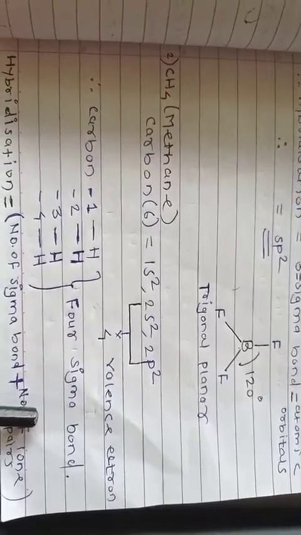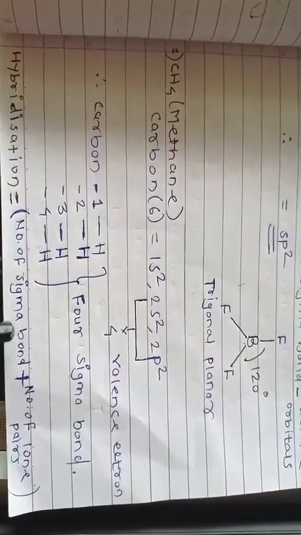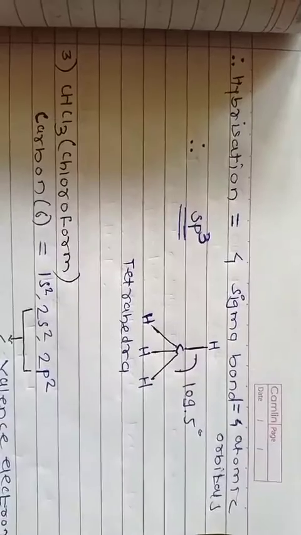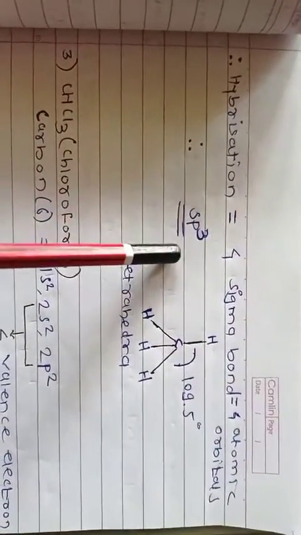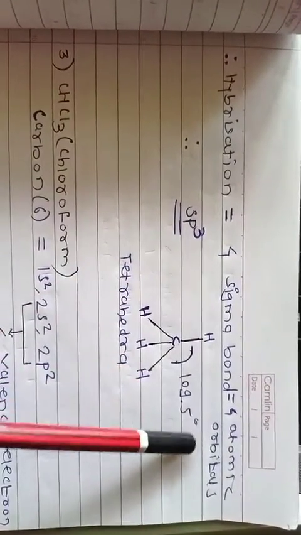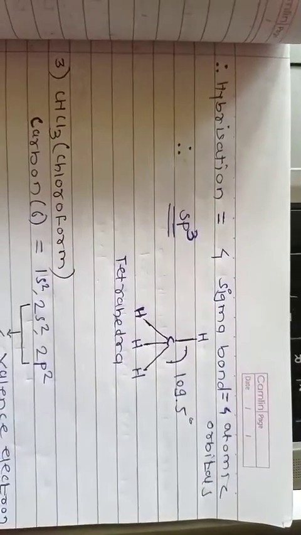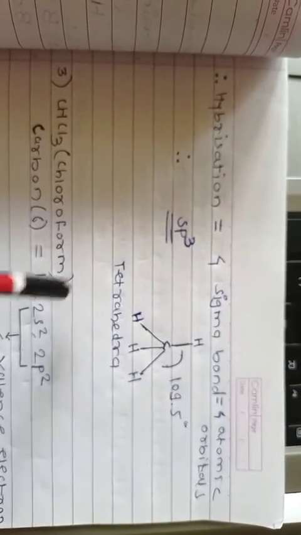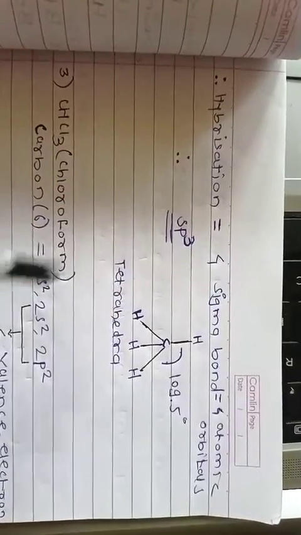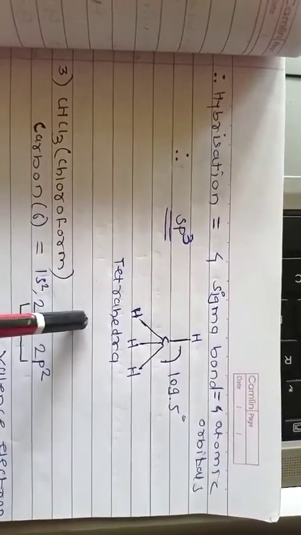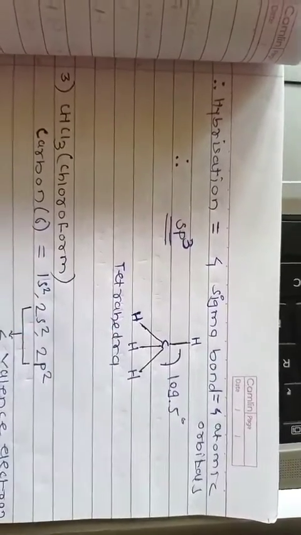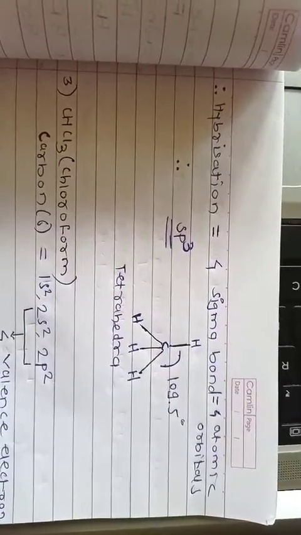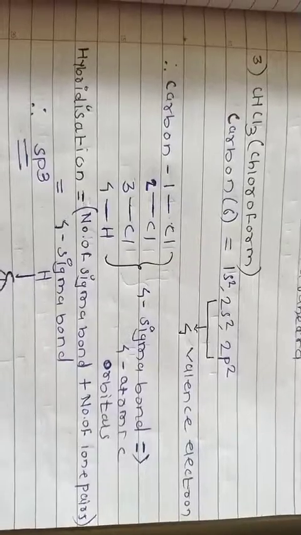So we know the formula: hybridization equals the number of sigma bonds plus the number of lone pairs. By putting in the values, 4 sigma bonds are nothing but 4 atomic orbitals. So basically we have 4 atomic orbitals, therefore the hybridization is sp3. 1s and 3p are nothing but sp3 hybridization. So the possible geometry of methane is tetrahedral, and the bond angle between the hydrogens is 109.5 degrees. I hope you understand both examples.